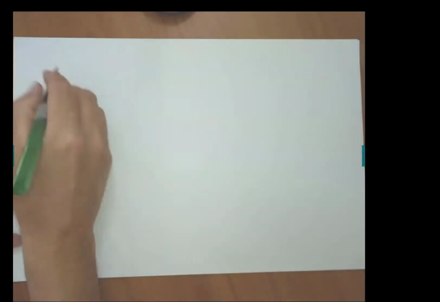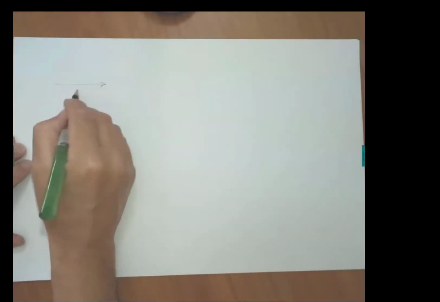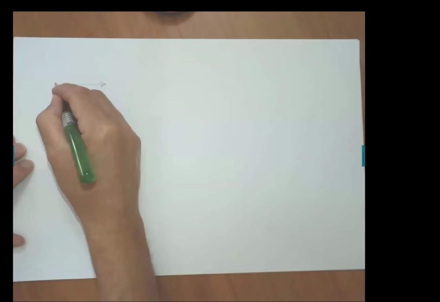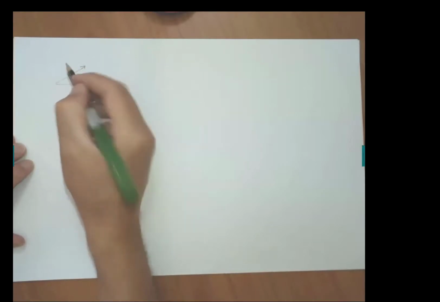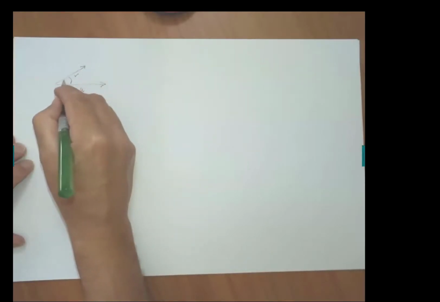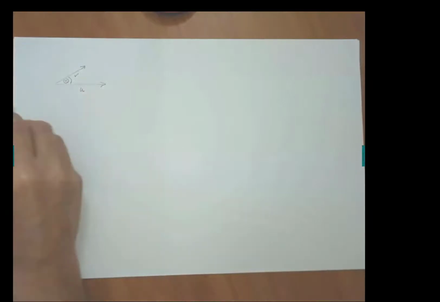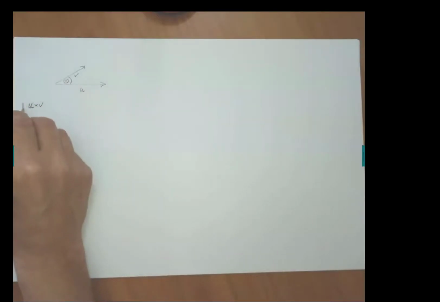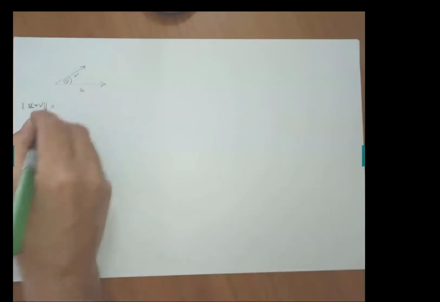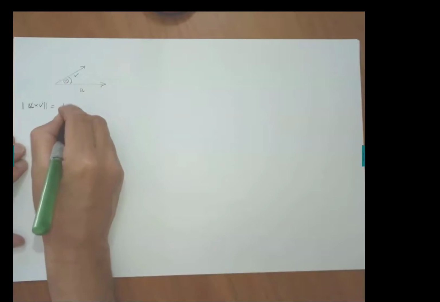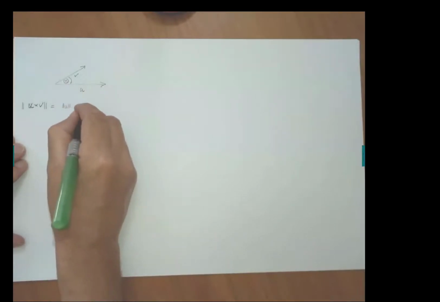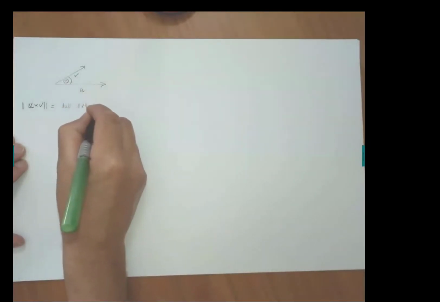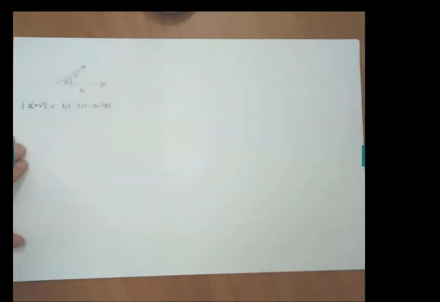So I start by making a picture for U, and let's say this is V, and this is the angle theta. And then we have learned that when you do U cross V, or actually V cross U, it doesn't matter, and you calculate the length, it's the length of U times the length of V times sine of theta.